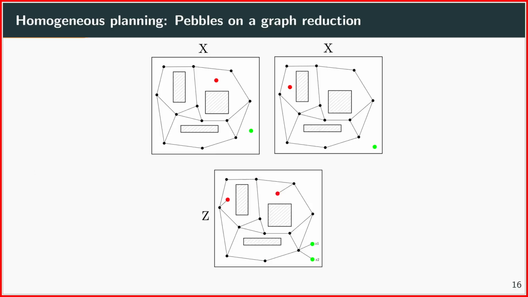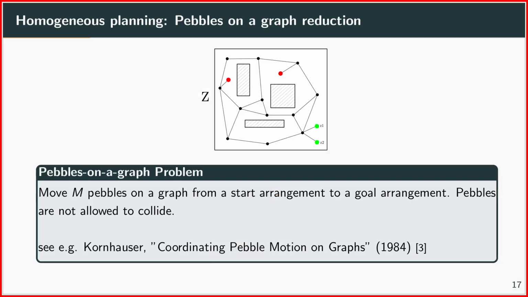And now you have basically reached the point where you have a different problem, which we call pebbles on a graph. The idea here is that you now want to move those two robots from the green start configurations to the red goal configurations. Pebbles on a graph is basically defined as: move m pebbles on a graph from a start arrangement to a goal arrangement, and pebbles are, of course, not allowed to collide. This is actually a very well-known mathematical problem.